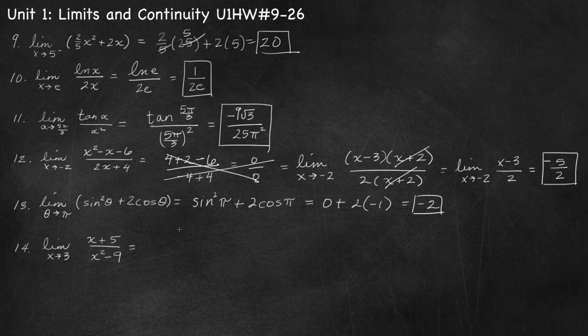Number 14, limit as x approaches 3 of x plus 5 over x squared minus 9. If we try substitution, we get 3 plus 5, or 8, over 9 minus 9. So we get 8 over 0. 8 over 0 approaches infinity, or we can say that the limit does not exist.